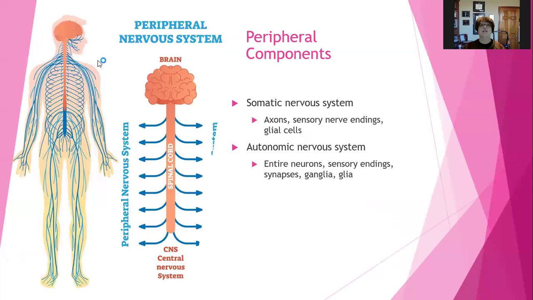So the peripheral system includes the somatic nervous system, which are axons and sensory nerve endings and glial cells that serve them, and the autonomic nervous system, which is entire neuron sensory endings, synapses, ganglia, and glia of the autonomic nervous system. So we'll talk about these in detail in their individual chapters.